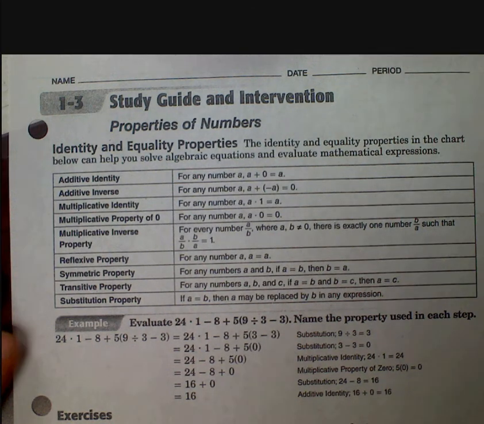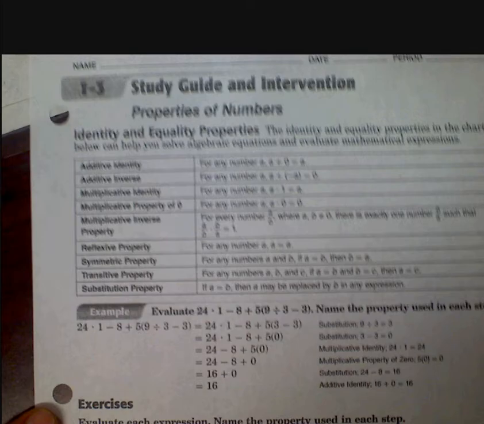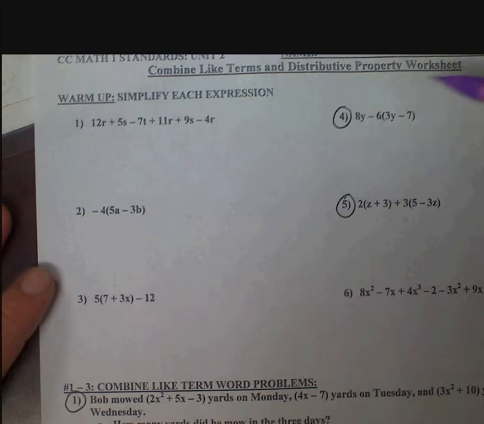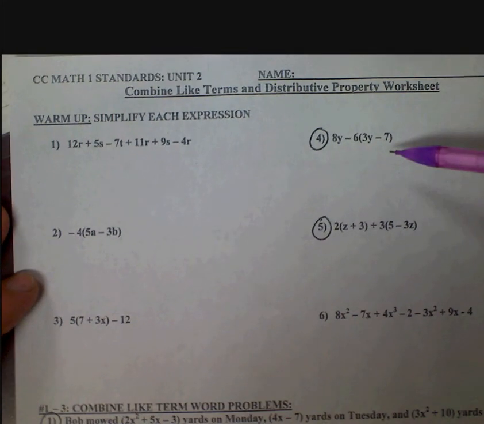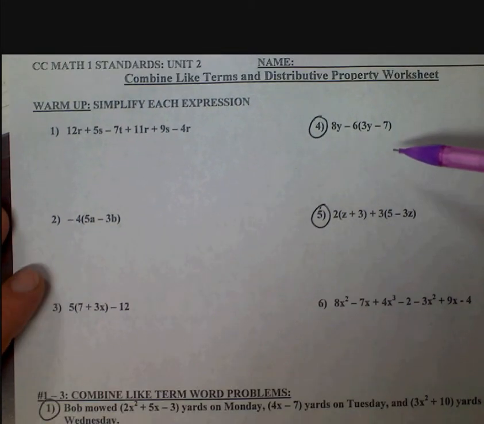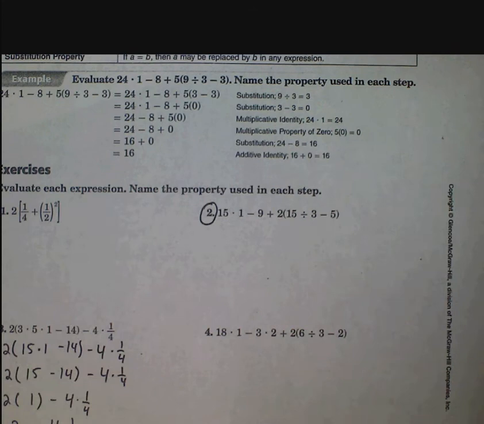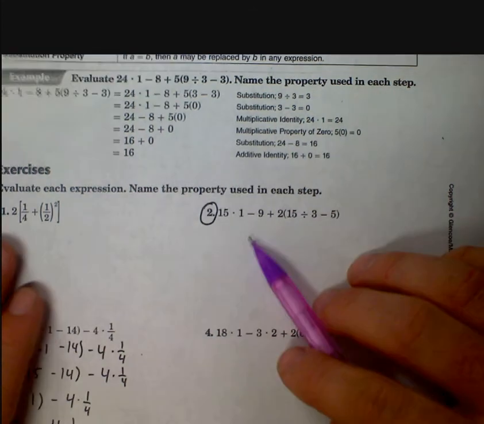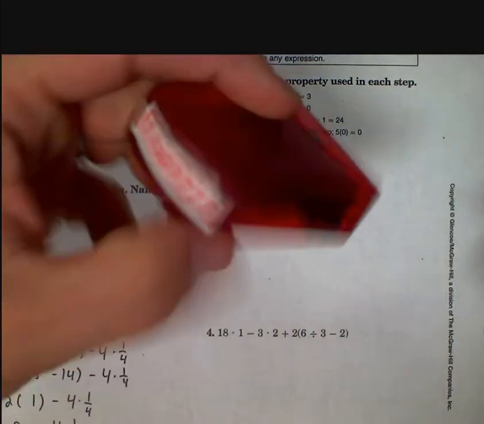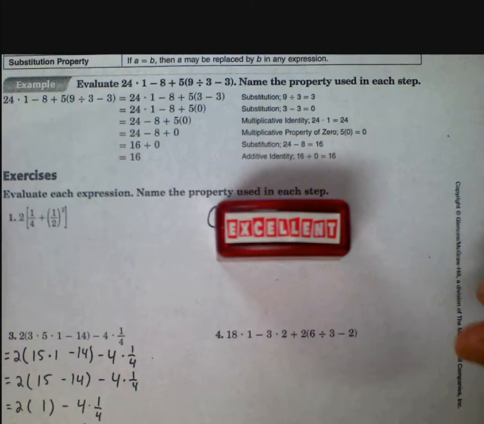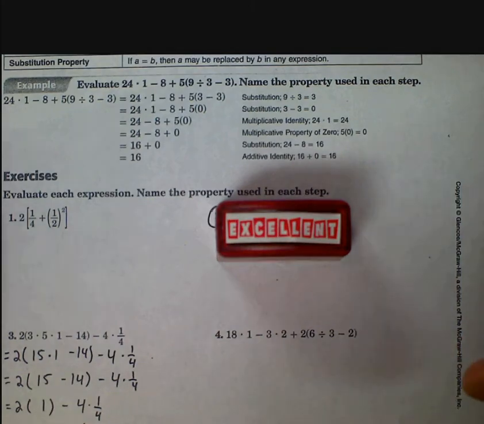Okay, I am going to go ahead and help you guys with the circle problems. This is your 1-3, this is the properties of numbers. And then on the back side, this is the distributive property and combining like terms. So on number 2, let me go ahead and help you. Go ahead and pause the video and try by yourself. See if there's any way that you can get started.